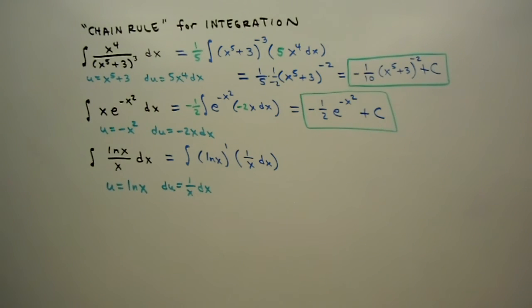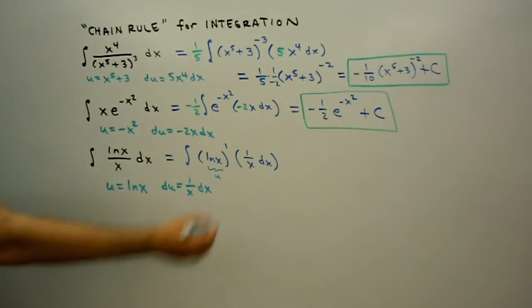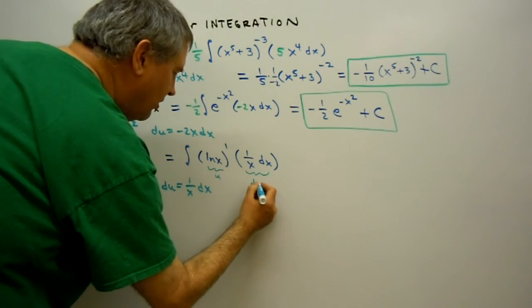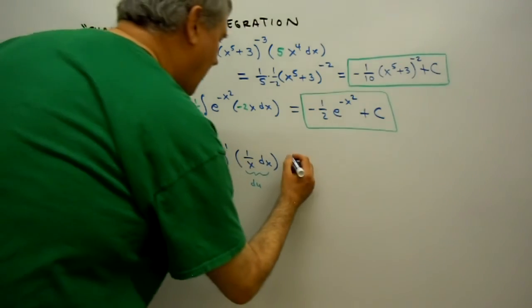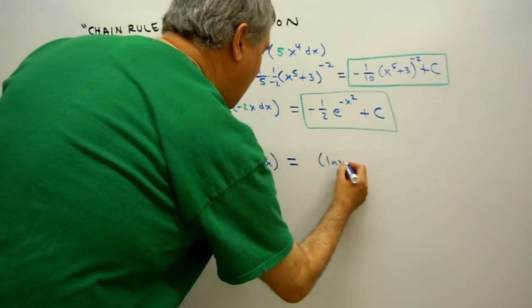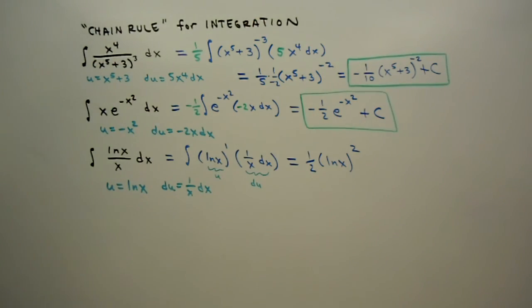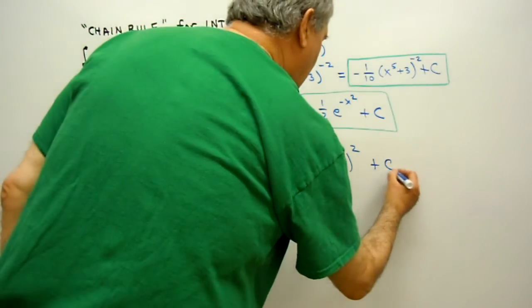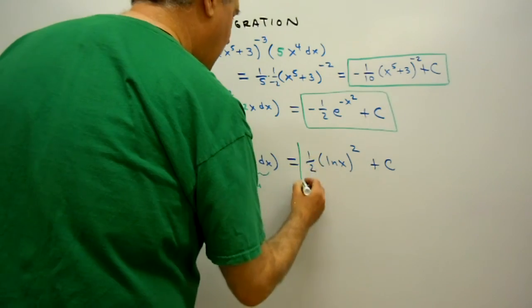No adjustments are necessary. You simply have, right here, a function called u to the 1 power with its proper derivative here. So by doing the chain rule in reverse, you simply have something to the 1 power. So the integral of that, the power goes up by 1, and we divide by that power, and we have the natural log of x squared, then divide by the 2, 1/2, and include our proper plus a possible constant plus c at the end.